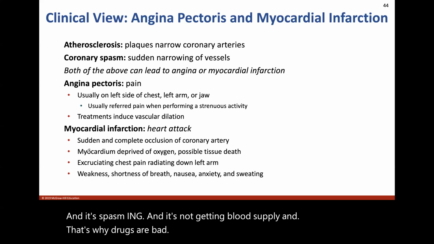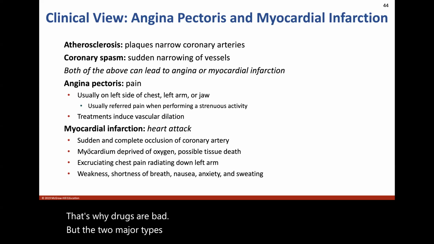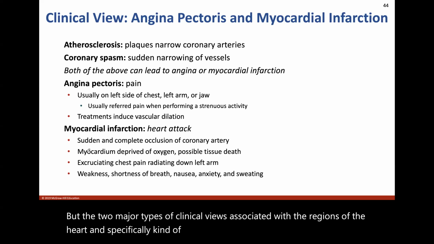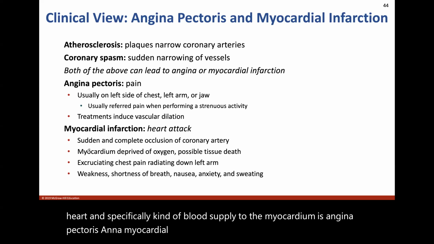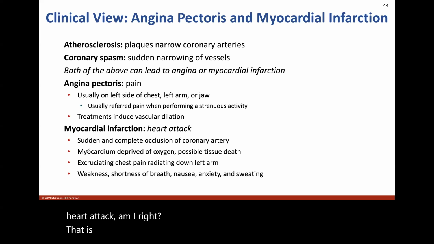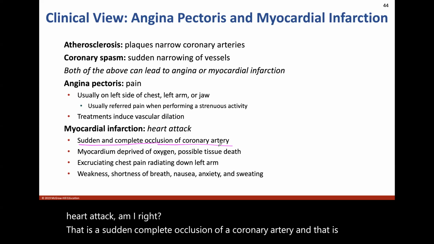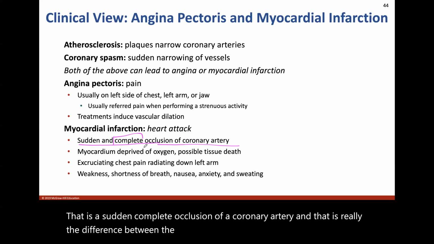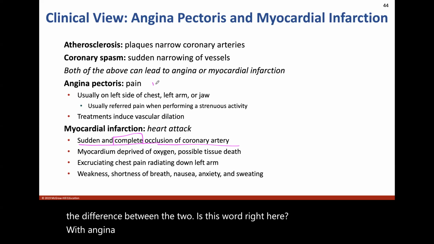But the two major types of clinical views associated with the regions of the heart, and specifically the blood supply to the myocardium, are angina pectoris and a myocardial infarction. Myocardial infarction is your heart attack, MI, right? That is a sudden complete occlusion of a coronary artery. And that is really the difference between the two, is this word right here. With angina, this is a temporary occlusion.